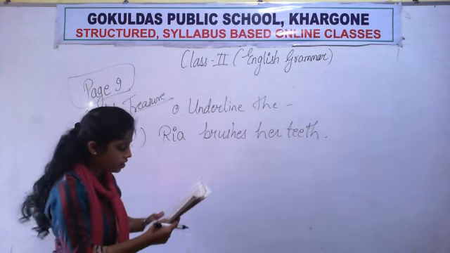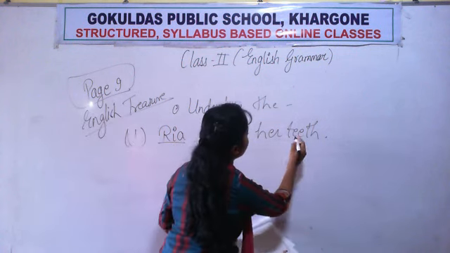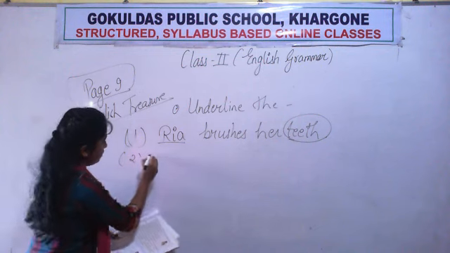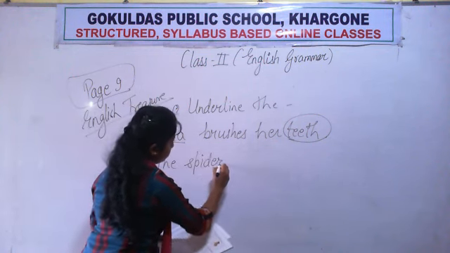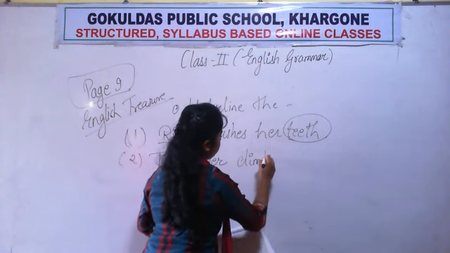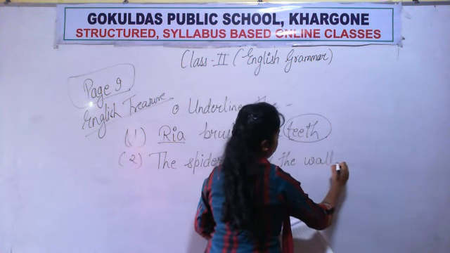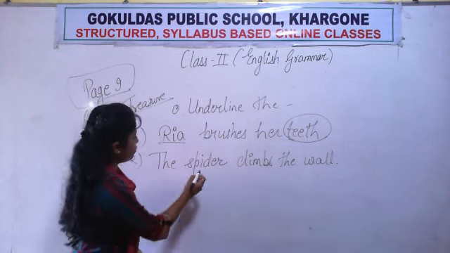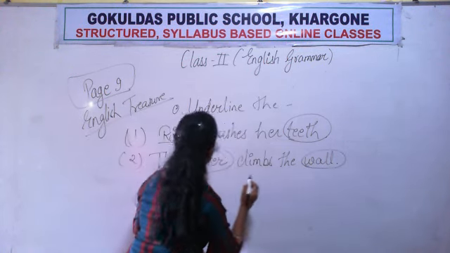What is the proper noun here? We have to underline the proper noun. The proper noun is Riya and the common noun is teeth. Okay, then number 2, the spider climbs the wall. Both these words are common nouns. Just circle both of them.